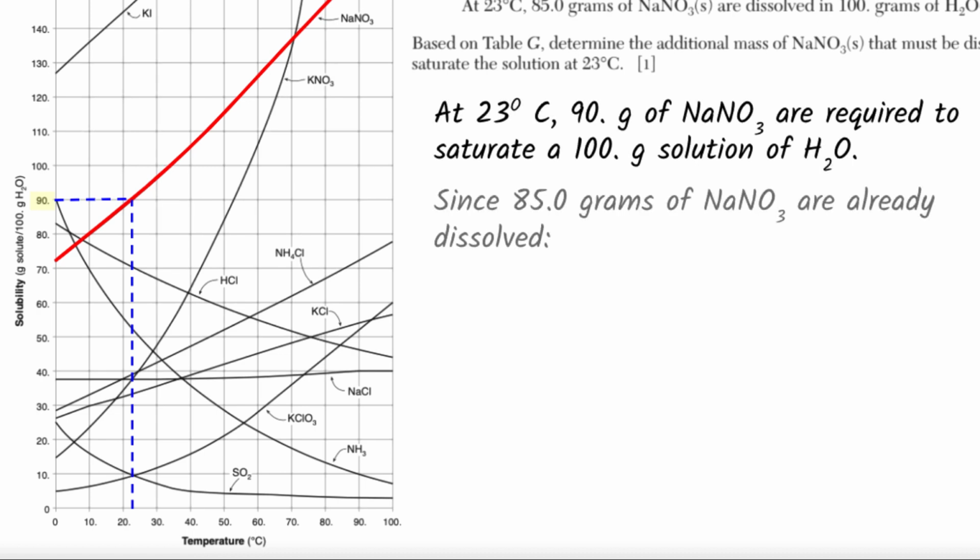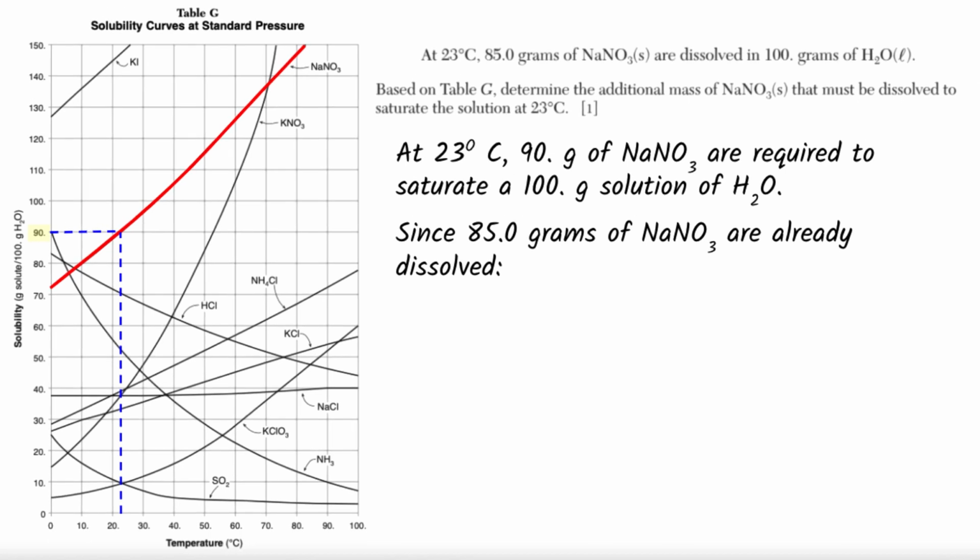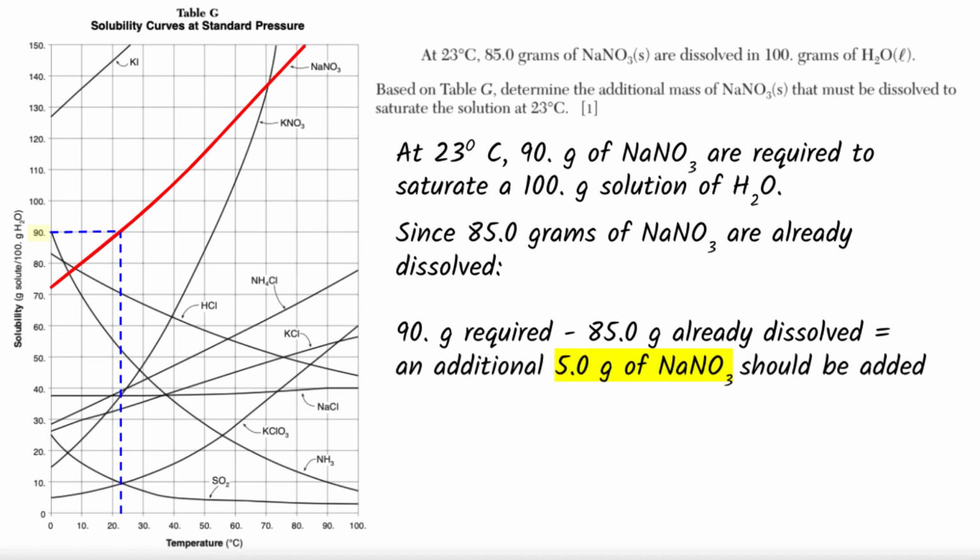Now, if I know that 90 grams can dissolve, and if I know that 85 grams, according to the question, are already dissolved, make sure you're reading the question closely, right? Because the answer here is not 90 grams. The answer here is, well, there's 90 grams required to make a saturated solution at 23 degrees Celsius. 90 minus the 85 grams I've already dissolved, an additional 5 grams of sodium nitrate should be added so that I can saturate this particular solution. I can just use the numbers on the y-axis because I'm talking about 100 grams of water, and that's what the solubility is also telling me about.